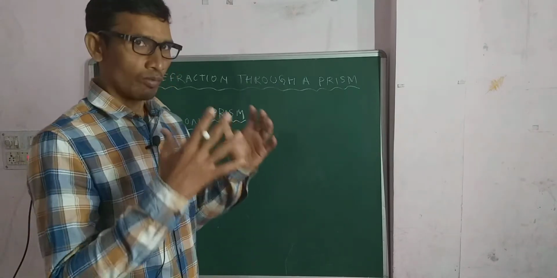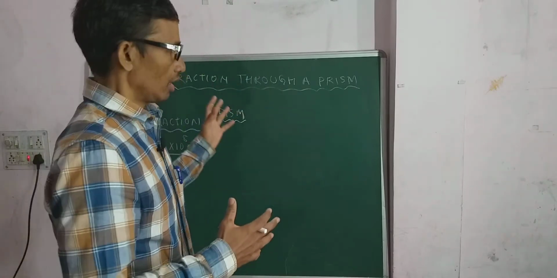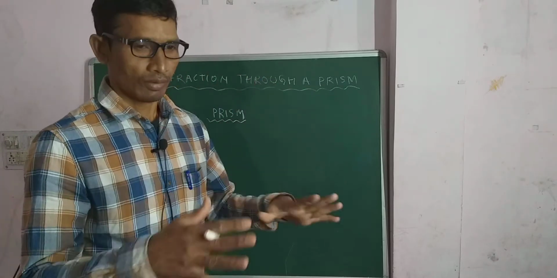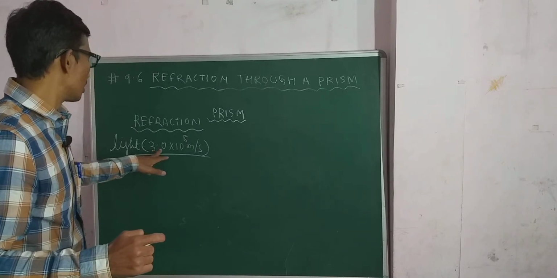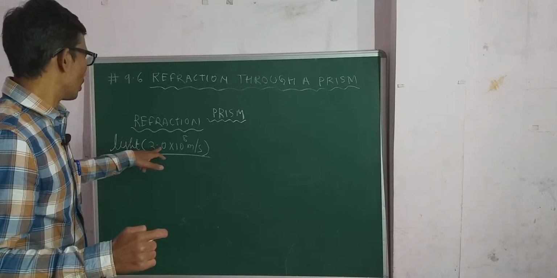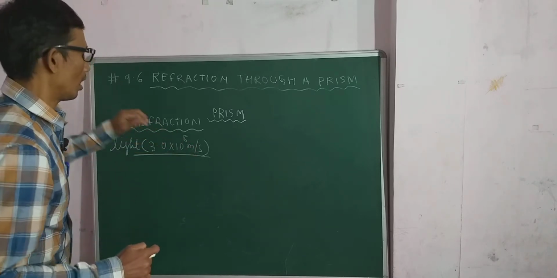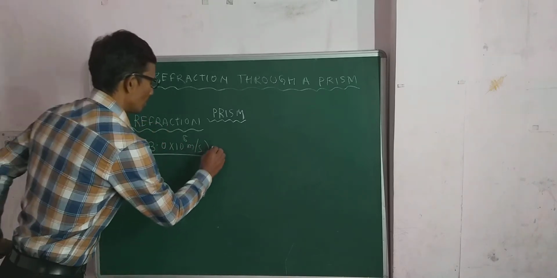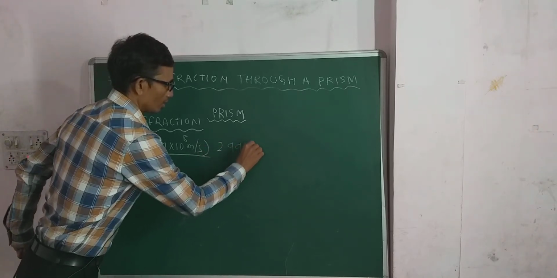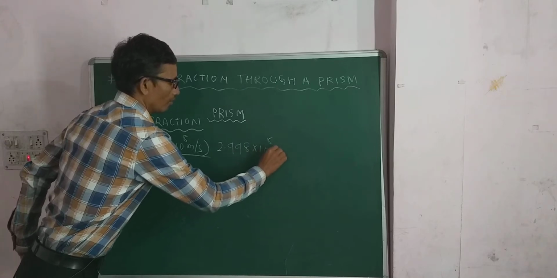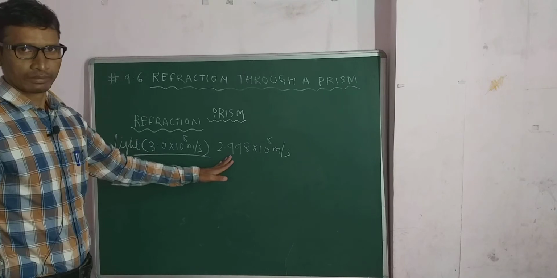So the Sun is a hot object of our galaxy, and the light comes to our Earth. Its speed is 3 into 10 to the power 8 meter per second, but that is not the actual value. The actual value is 2.998 into 10 to the power 8 meter per second. This is the actual value of the speed of light.